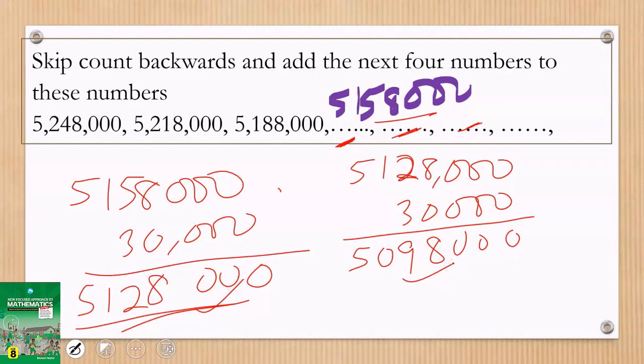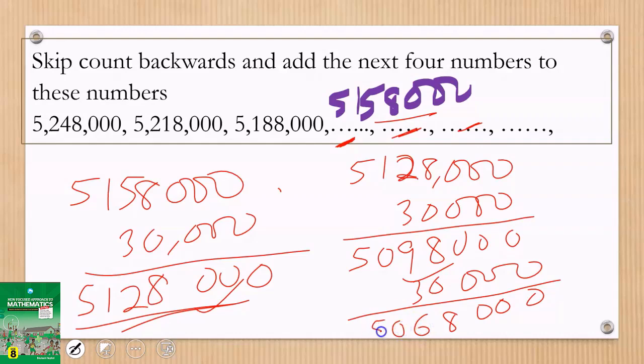So the last number, we are going to do again 30,000 subtracted from this one. So again, we have 000 here. This will remain 8. 9 minus 3 is 6. And then we have our 0 and we have our 5. So the last number will be 5,068,000. That's how you answer this question. And I'm sure with these few examples, it will help you to solve more questions on your own. Thanks so much for watching.